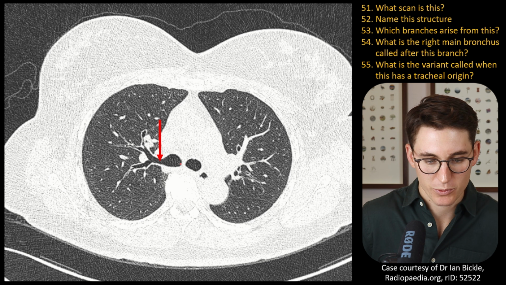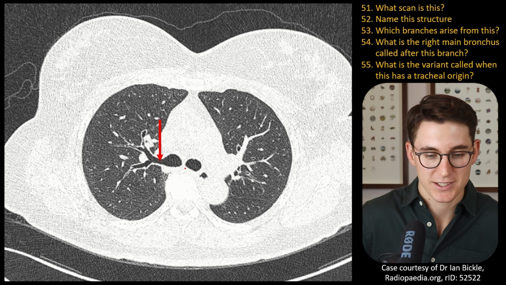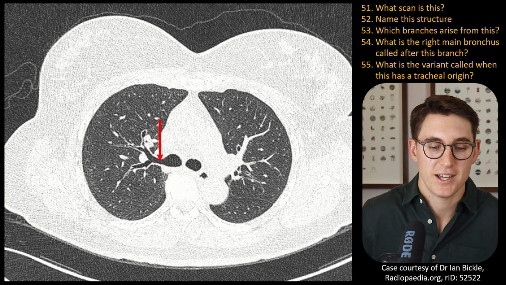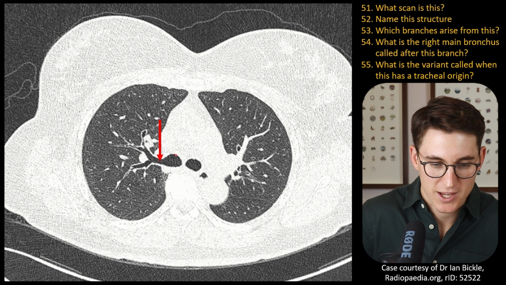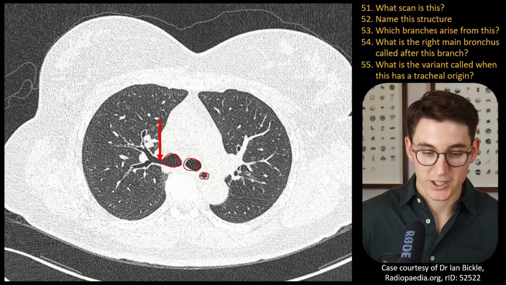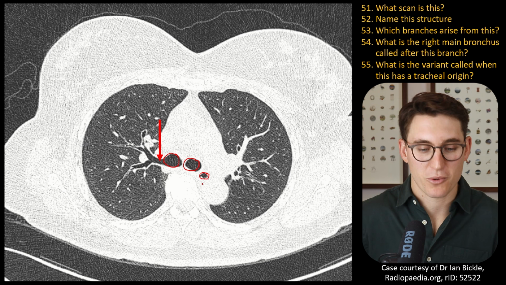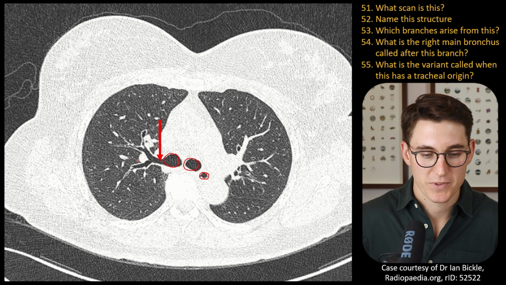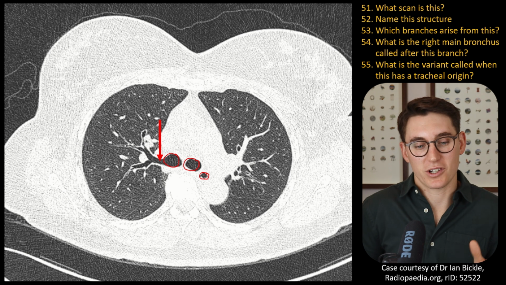Asked to name this structure, we can see we've just bifurcated our trachea at the carina of the trachea into our right main bronchus and our left main bronchus. And this is our esophagus posteriorly here. Don't get confused, that's not a bronchus or a branch of our bronchial tree, that is the esophagus there. So we've just bifurcated, we've got our right main bronchus.